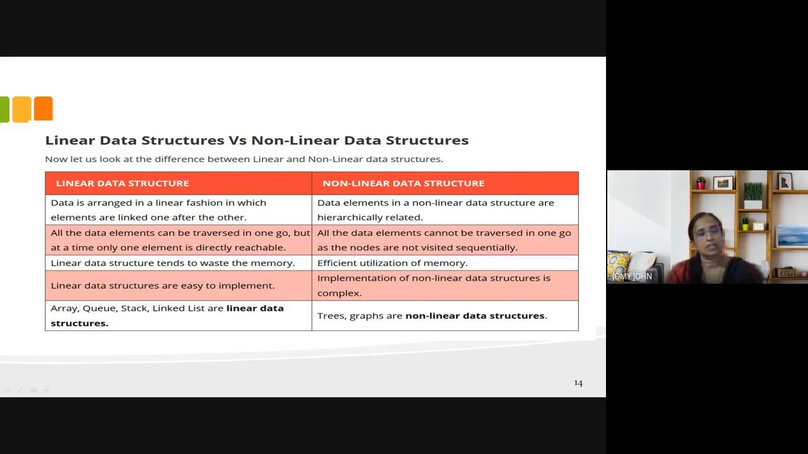We have learned what an array is. We have learned queue, stack, linked list, etc. in the category of linear data structures. In contrast, now we'll see what a non-linear data structure is.